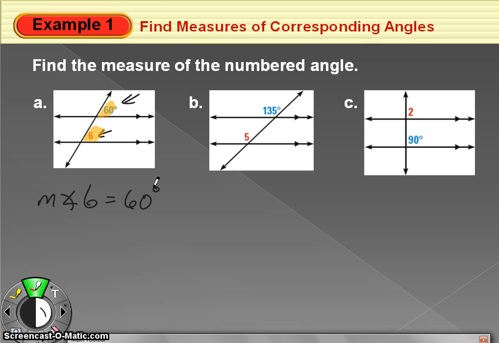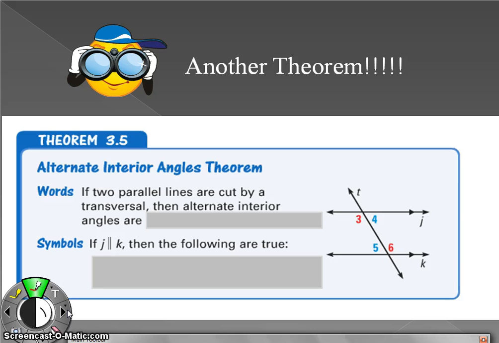How about letter B then? What's the measure of angle 5 going to be? They're in the same location, top left, so the measure of angle 5 is going to be 135 degrees. If you do letter C, what should the measure of angle 2 be? Should be 90. All right, here's another theorem. There are actually four. There's one theorem for each of our four angle pairs. So these are for the alternate interior angles theorem. If two parallel lines are cut by a transversal, then alternate interior angles are also congruent.